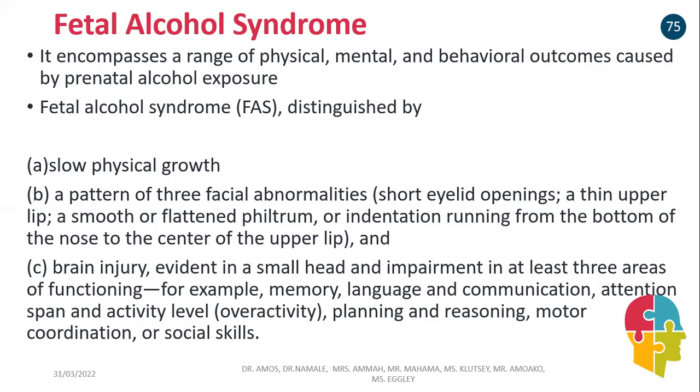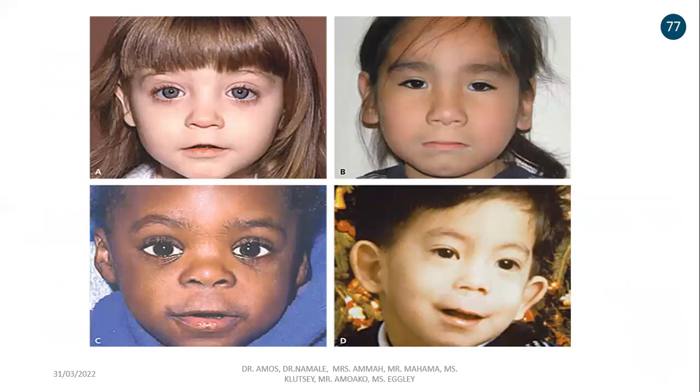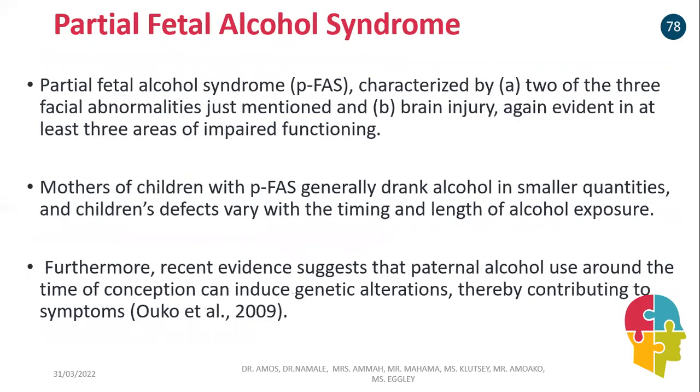What happens when a child is exposed to alcohol? The child has slow physical growth. They have facial abnormalities. So they have short eyelids, thinner upper lips and a smooth or flattened face. And then they have brain injury. And so usually their head becomes very small, and they have problems with memory, language, communication, attention, hyperactivity issues, planning, reasoning, motor coordination. In fact, there are a lot. So here I have a child with fetal alcohol syndrome. Another picture depicting fetal alcohol syndrome.